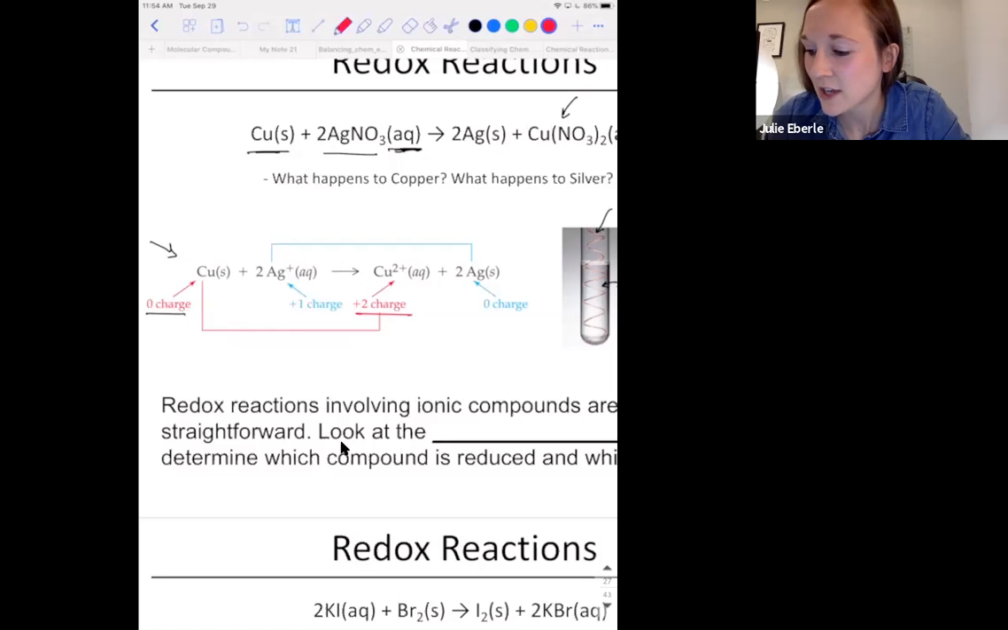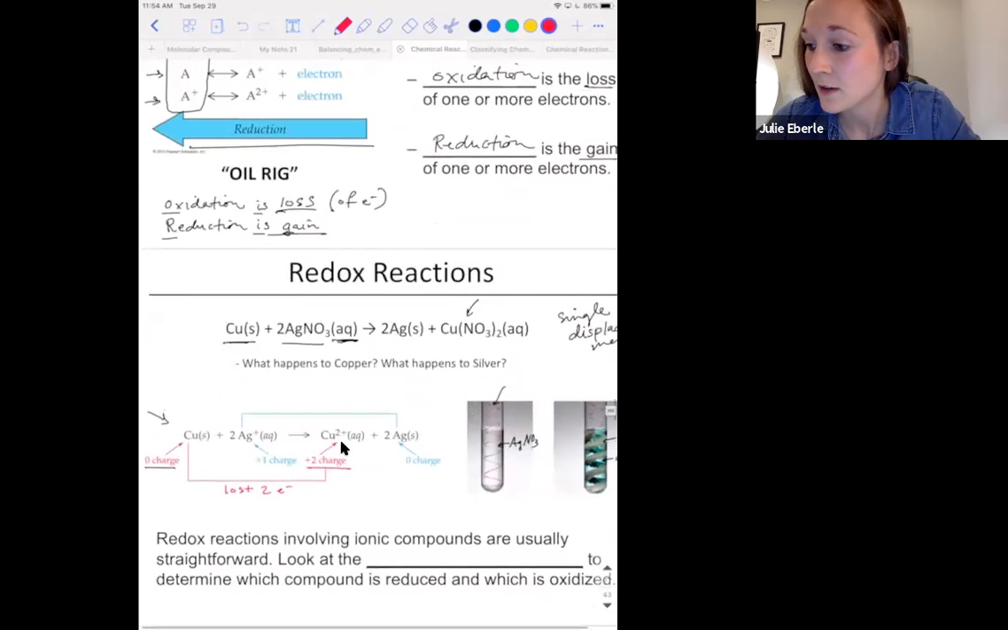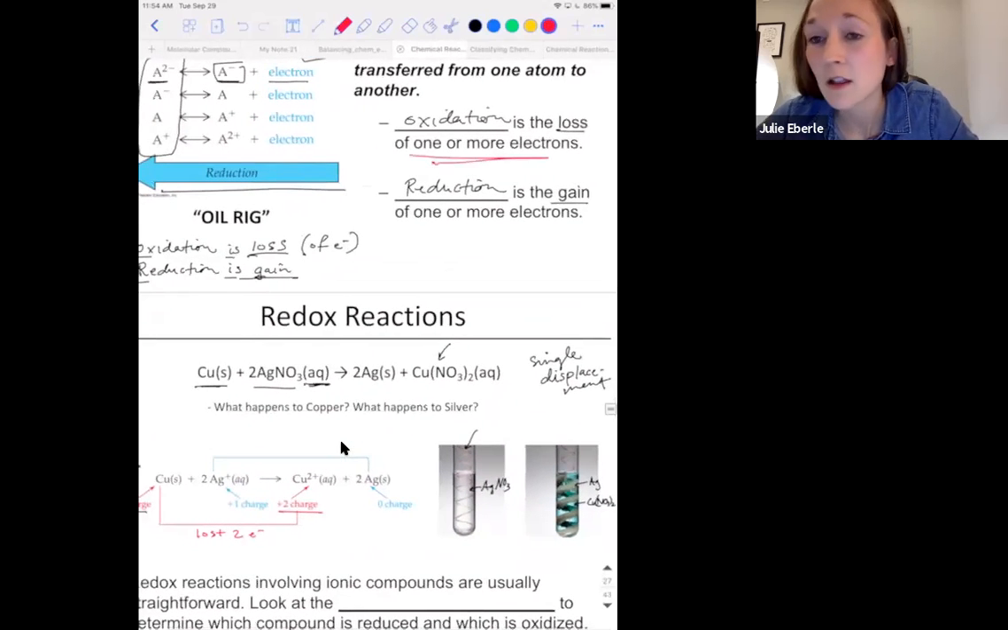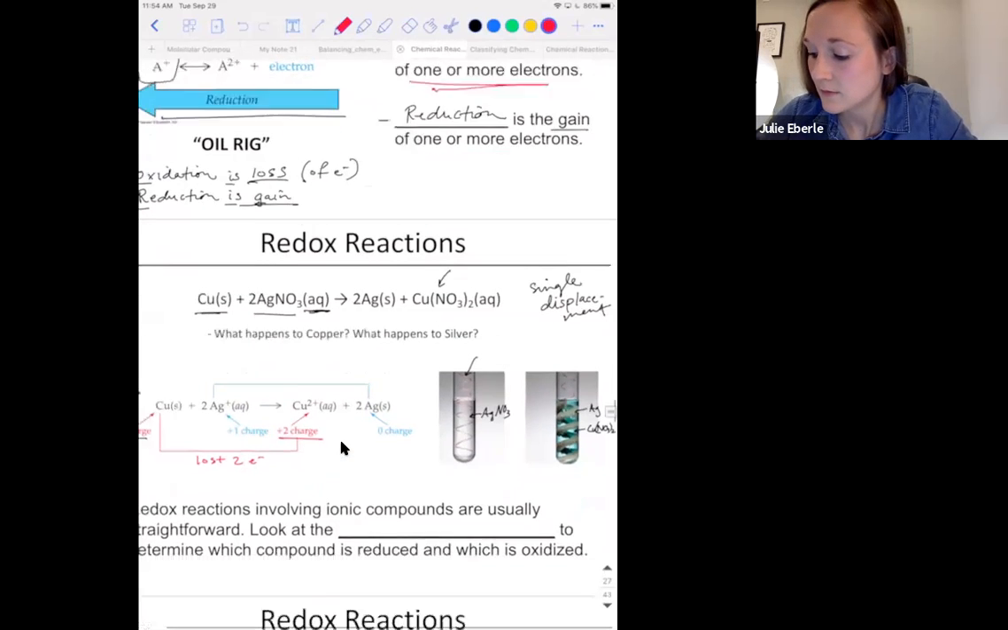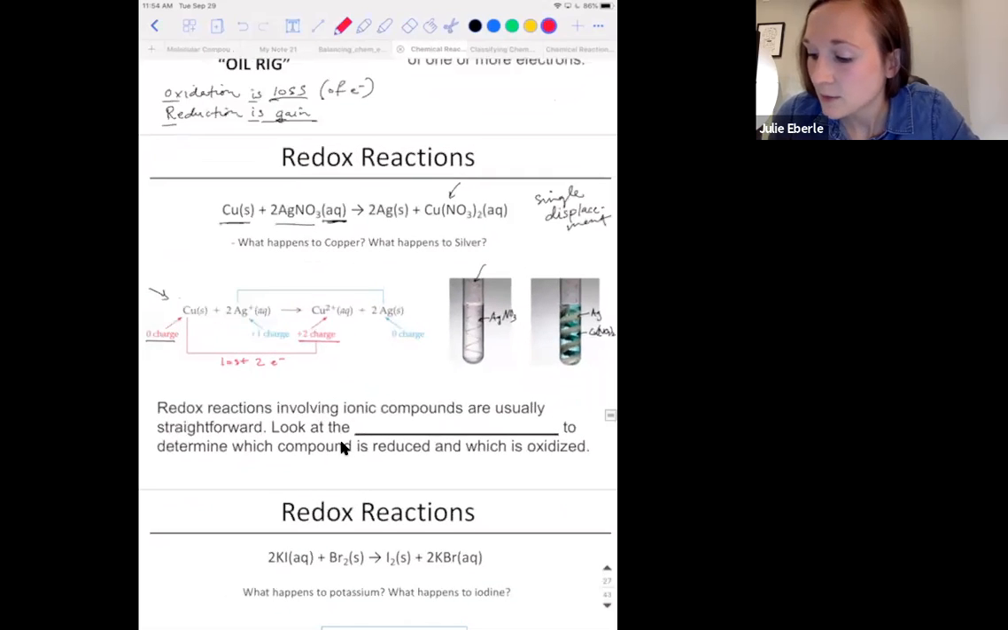Okay, people are saying in the chat that it lost, and that's correct. It lost 2 electrons. Remember, when you give away things with negative charge, your charge becomes more positive. So copper lost 2 electrons. And so was copper oxidized or reduced? Let's go back up to our definitions. Remember, oxidation is the loss of electrons. So when we ask what happens to copper, it is oxidized.